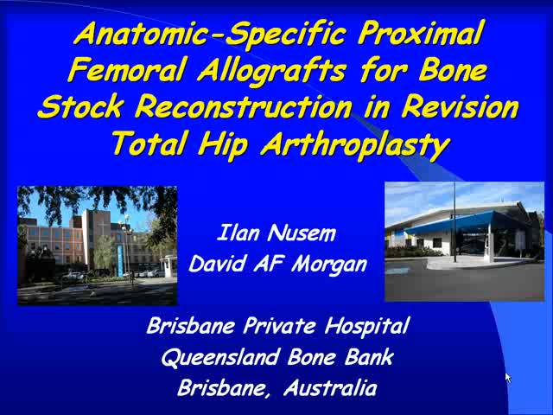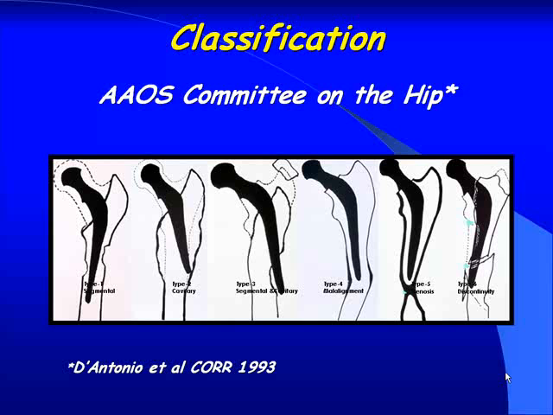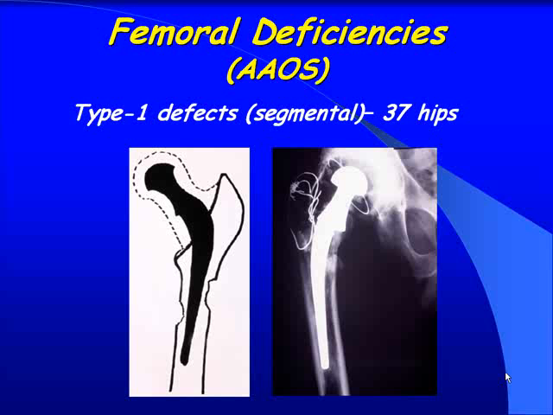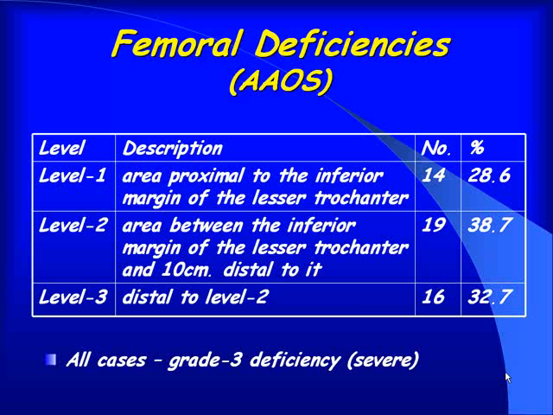The femoral defects were classified according to the system proposed by the American Academy of Orthopedic Surgeons Committee on the Hip. 37 hips were classified as type 1 defects, 10 as type 3 defects, and 2 as type 6 defects. The defects were further classified as level 1 in 14 cases, level 2 in 19, and level 3 in 16. All cases were graded as severe.